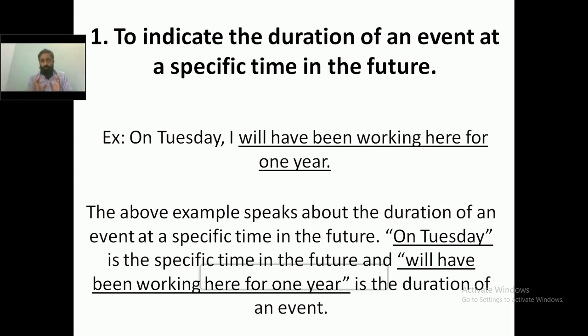So once again, to indicate the duration of an event at a specific time in the future. On Tuesday I will have been working here for 1 year. On Tuesday is the specific time in the future. What will happen on Tuesday? I will have been working here for 1 year. That is the usage of the future perfect continuous tense.